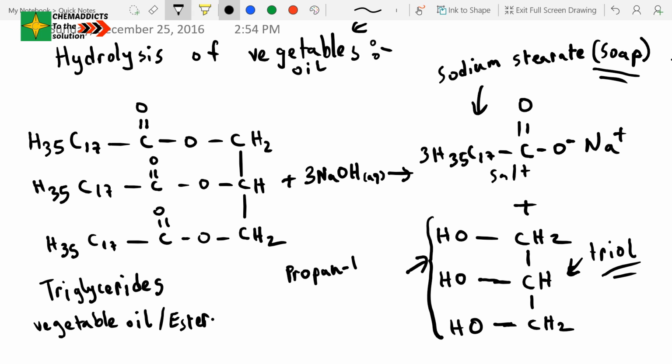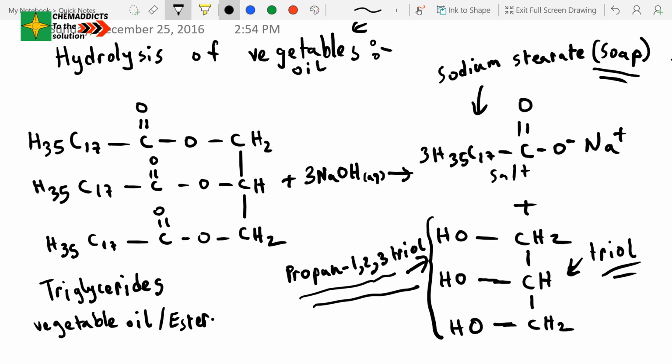Propane 1, 2, 3 triol. Here, these triglycerides react with 3 moles of sodium hydroxide to give sodium stearate, which is soap, and a triol. The chemical name of this triol, or glycerol, is propane 1,2,3 triol. So this is how we get the answer.